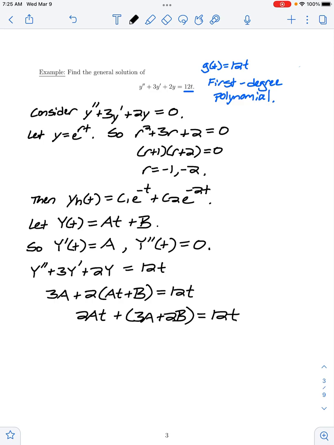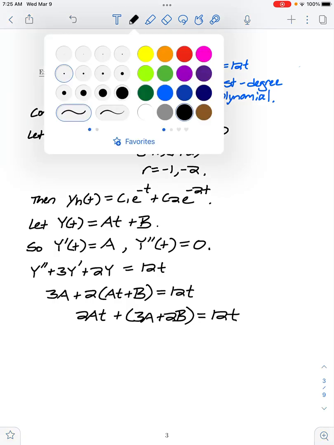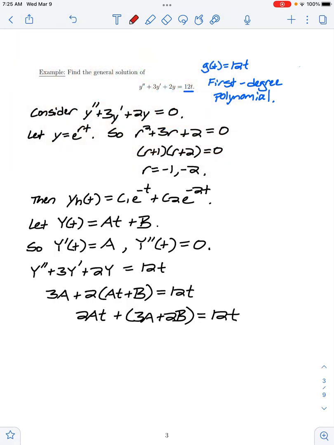So in order for this equation to be satisfied, our coefficients on the left and right hand sides have to be equal to one another. If I equate these coefficients of t, I see that 2a has to equal 12, and so a would then have to be 6.